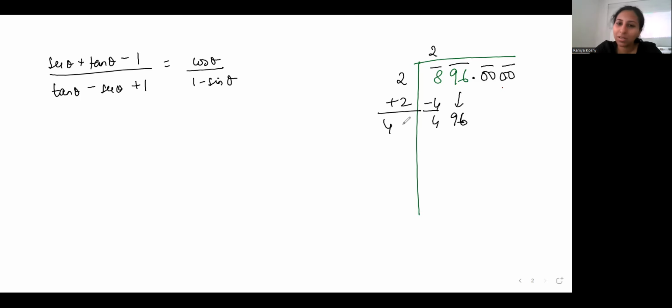9, ma'am, no? Yeah, 9. 36 plus 8. 36 plus 8 is 44, so you can put 9. Yes, 9. 49, 99. So 9 fours are 36. 36 plus 8, 44. Yes.